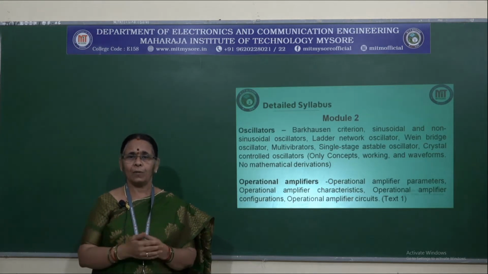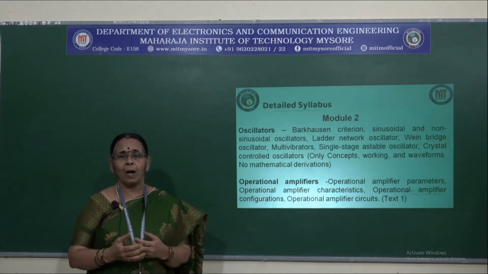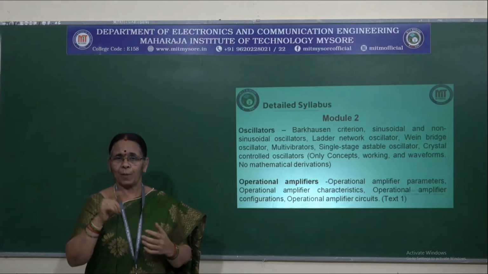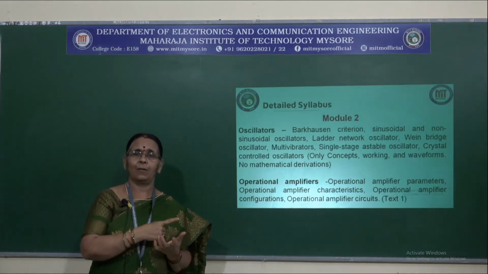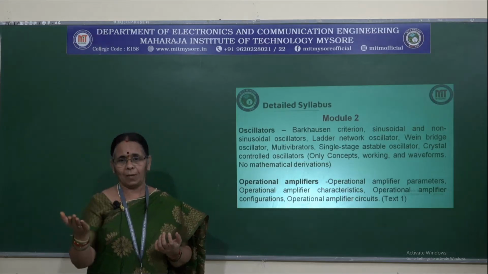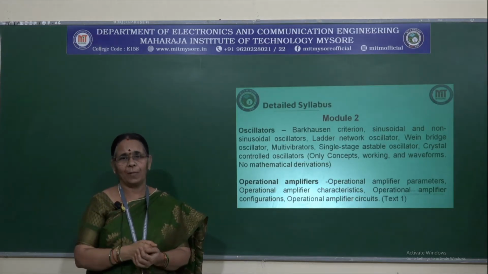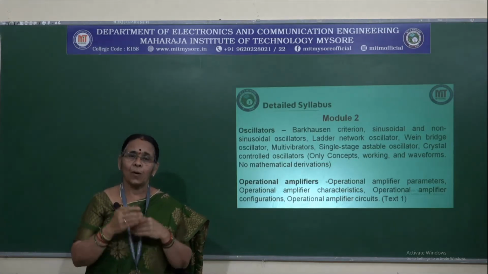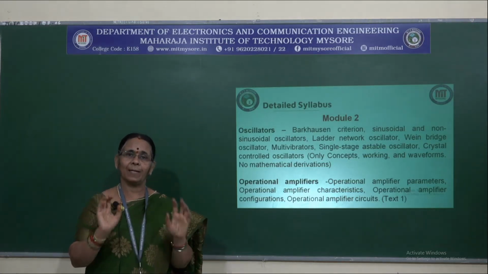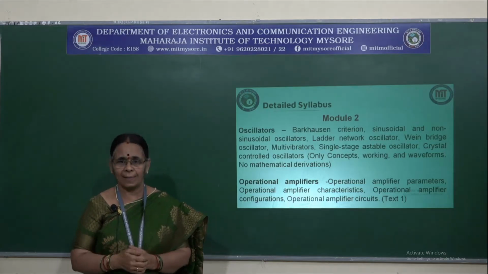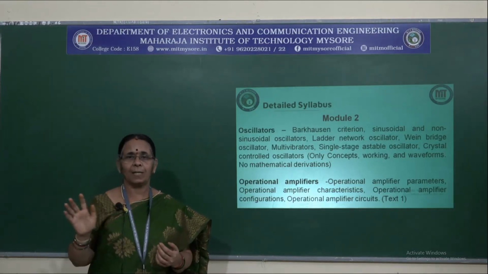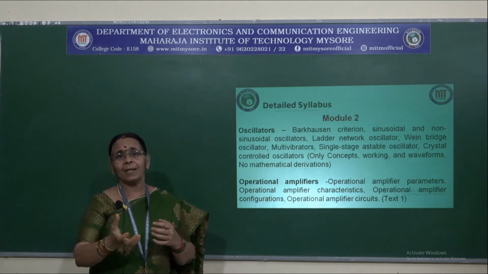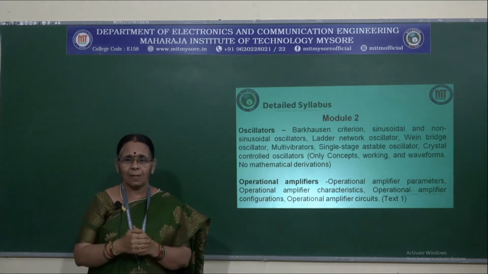Next in the module you have oscillators. Oscillators are the ones which are going to use positive feedback. Amplifiers are going to use negative feedback, and oscillators are going to use positive feedback. And also, to understand the principle of operation of oscillators, the most important criterion that we are going to study is the Barkhausen criterion. So that should be known to each and everybody. Only under that concept we are going to design an oscillator and understand the oscillator.